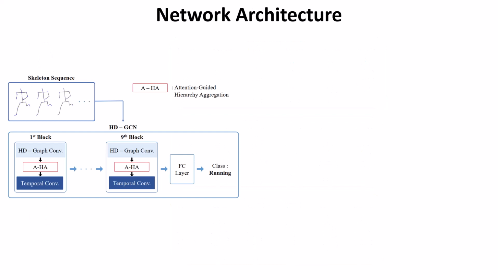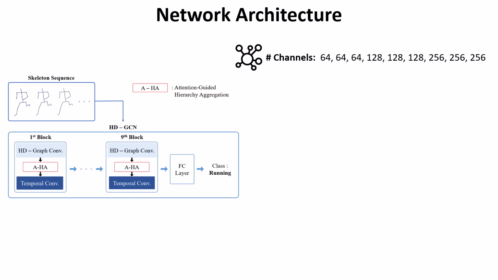And what about the network architecture? They say we have this skeleton sequence, and then it goes to HD-GCN, which is made of 9 different blocks. And the first block is HD graph convolution, the thing that we saw, followed by attention guided hierarchical aggregation, followed by temporal convolution. And about the number of channels in these 9 blocks, they just say that the MSAA-GCN paper is our baseline. They have used these number of channels, so we are doing the same thing.